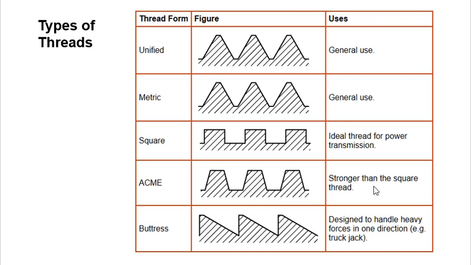So you're gonna use it to join the bigger parts. And this type is stronger than that. Okay. And the last one is designed to handle very, very heavy forces in one direction, like your truck jack. See? So these are the thread forms.